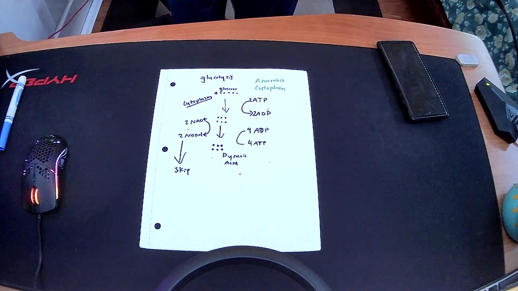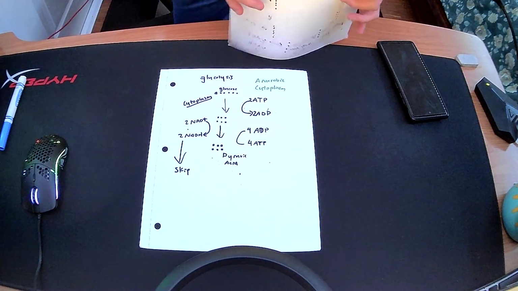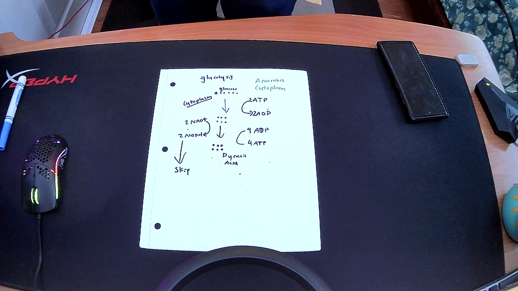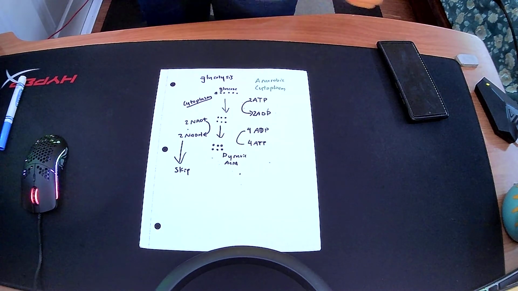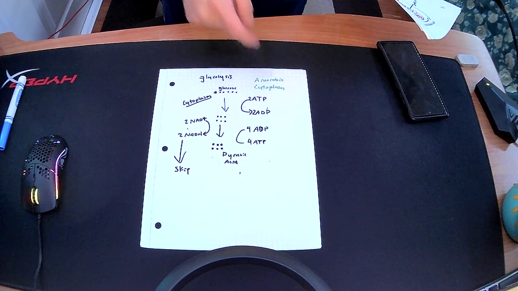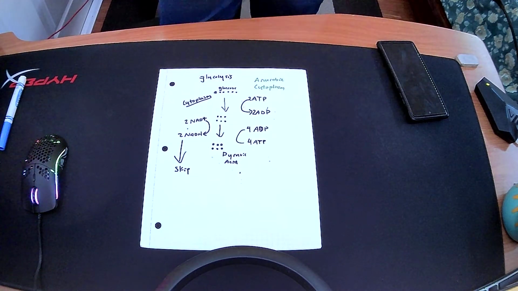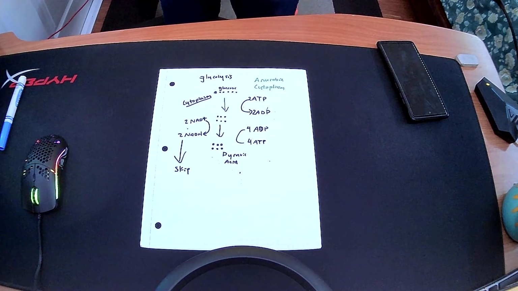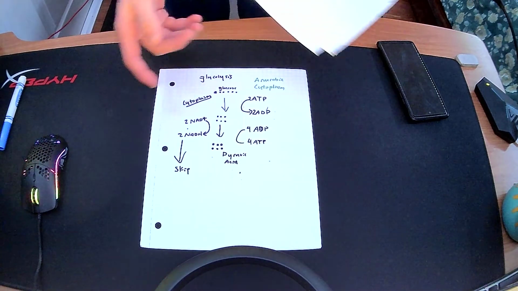Okay, so the first and only non-oxygen dependent step of cellular respiration takes place in the cytoplasm, which is right here. And this step is called glycolysis. In glycolysis, one molecule of glucose is broken up into two molecules of pyruvate, and during this process, two ATP is generated.